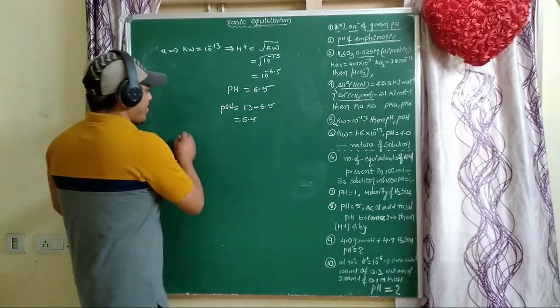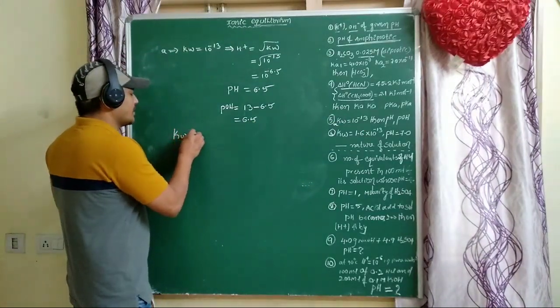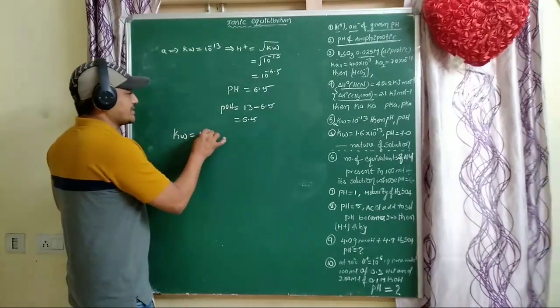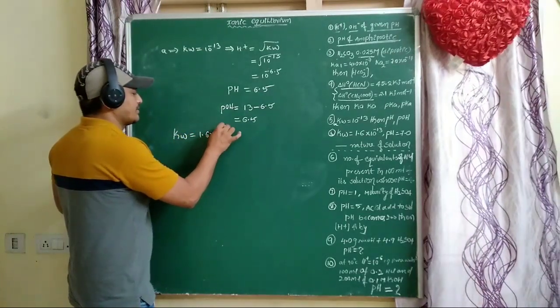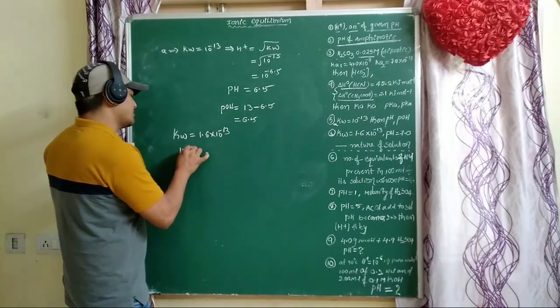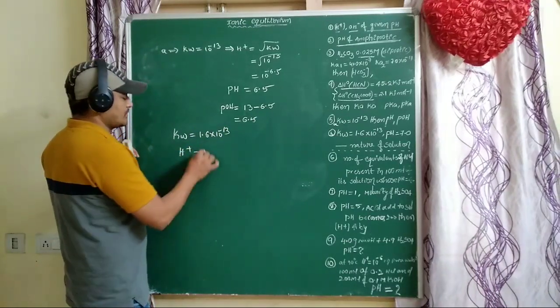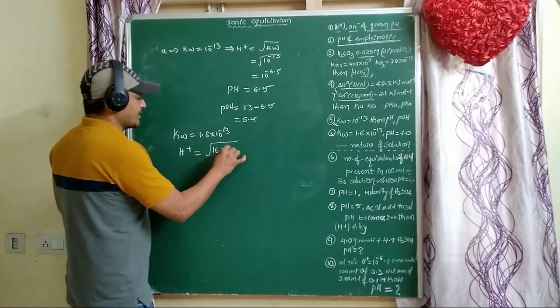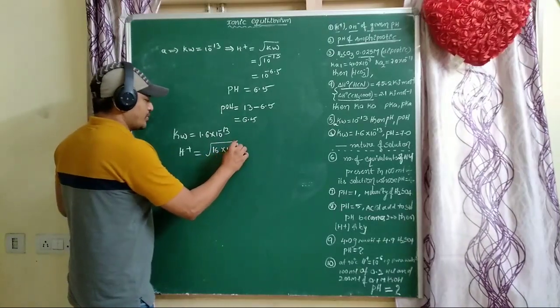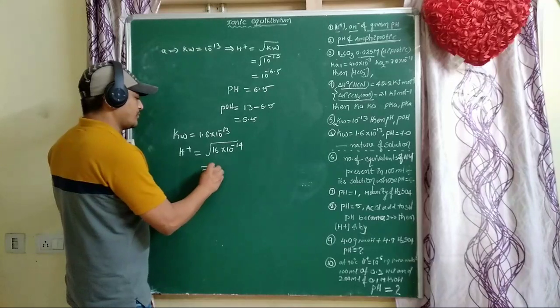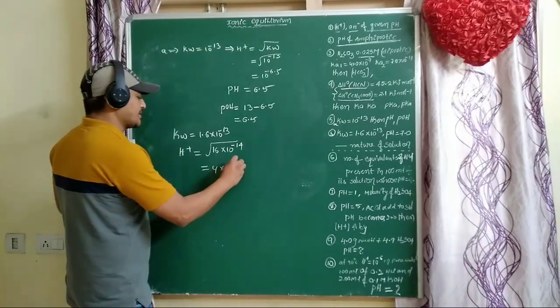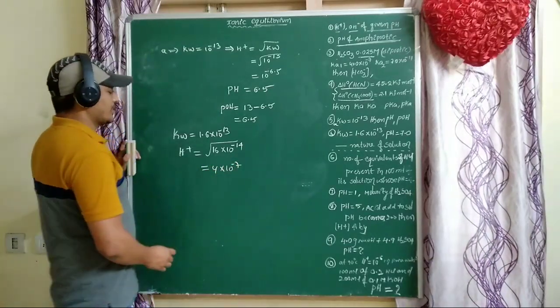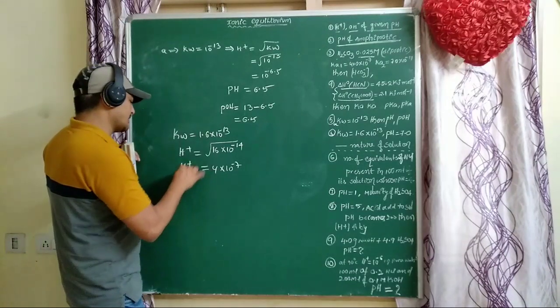So next, the Kw value is given as 1.6 into 10 power minus 13. So here H plus equals the square root of 16 into 10 power minus 14. So that equals 4 into 10 power minus 7. 4 into 10 power minus 7 is the H plus concentration.